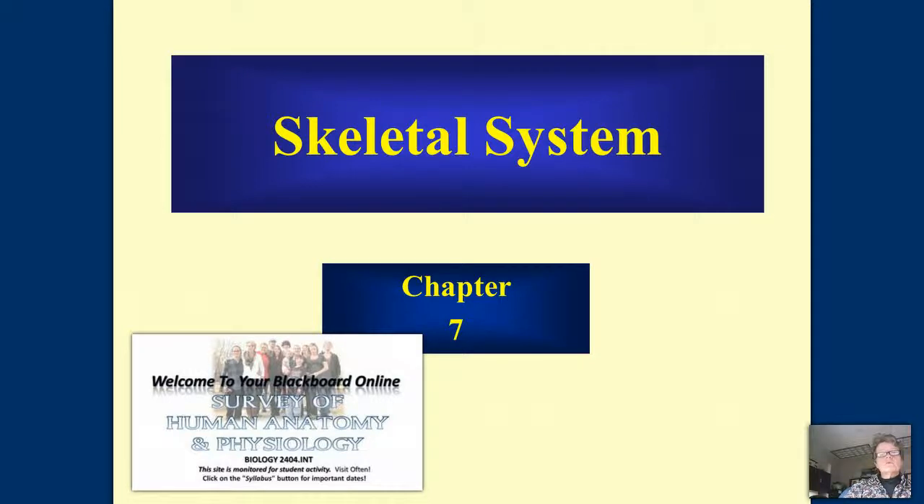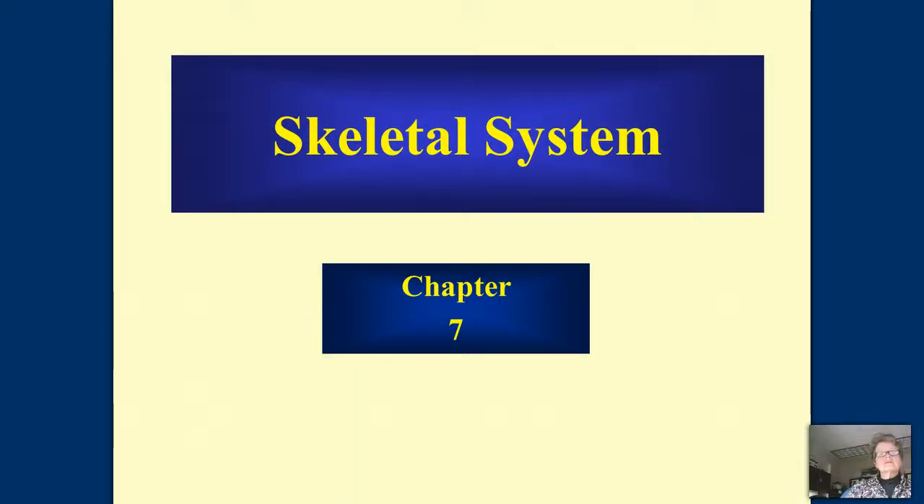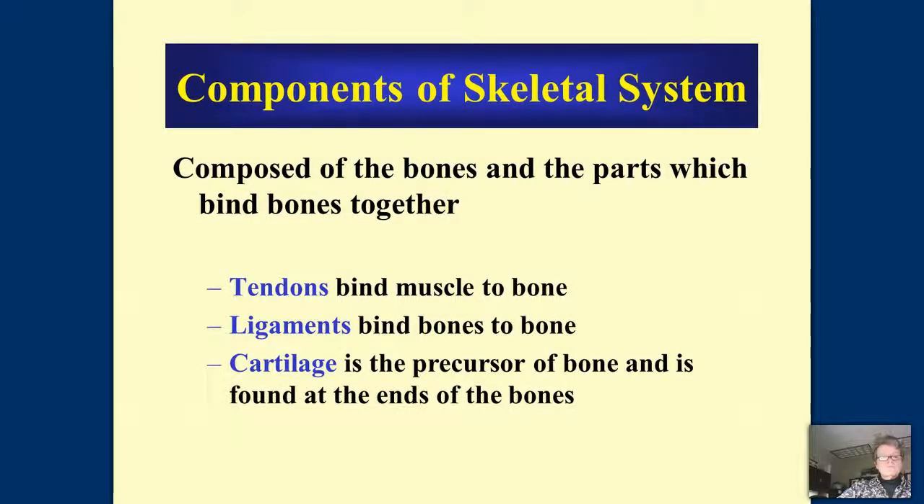This is Mrs. Popplewell, and today we're going to look at the skeletal system, Chapter 7. The skeletal system is composed of bones and parts which bind the bones together. We will look at tendons which bind muscle to bones, ligaments which bind bones to bones.